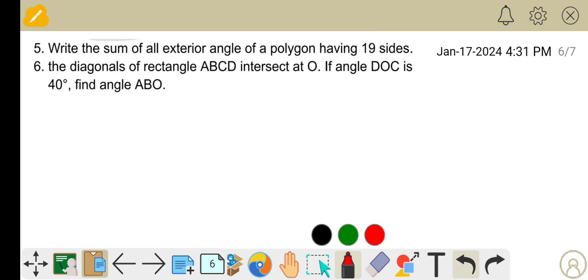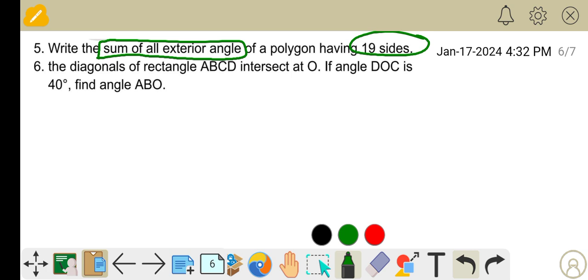The next question, question number 5: write the sum of all exterior angles of a polygon which has 19 sides. The number of sides does not matter. We already know the sum of all exterior angles of any polygon is equal to 360°. So the answer of question 5 will be 360°.